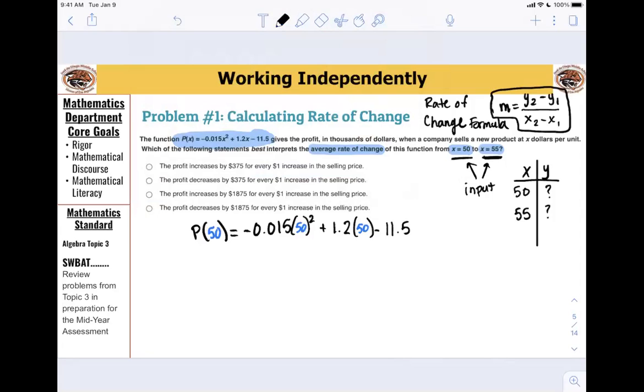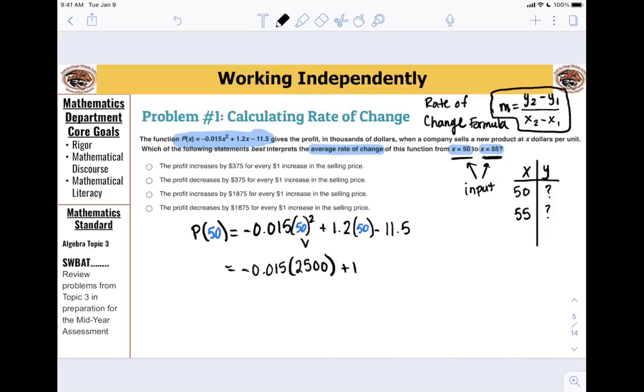So when I do the math, I'm going to always think of PEMDAS. PEMDAS tells me the order in which you can evaluate things. So what do I have to do first? Exponent. Good, we're going to do the exponent first. So that means I have to do 50 squared, 50 to the power of 2. What do you get? 2,500.